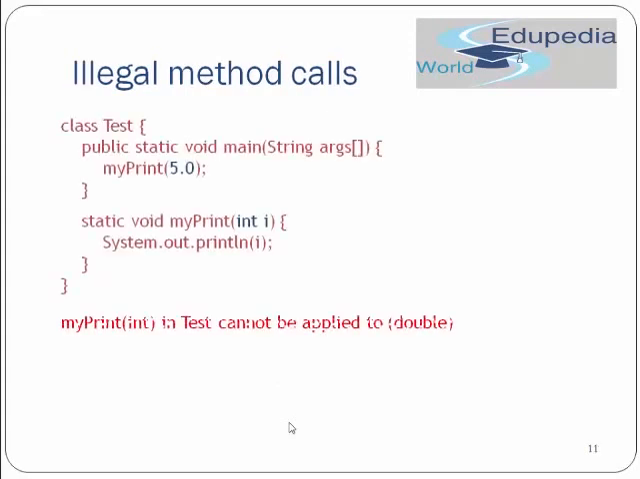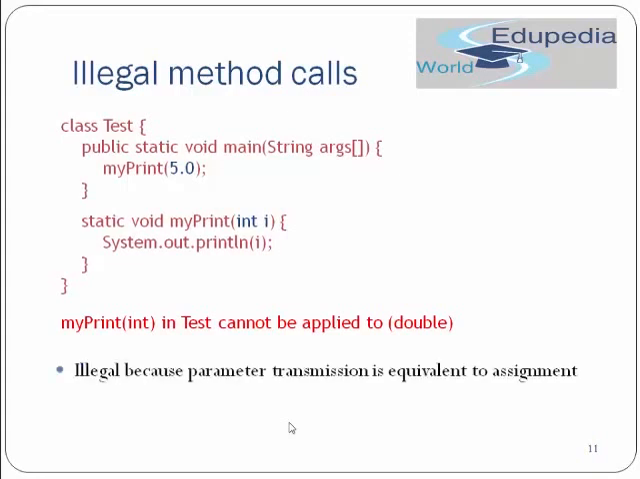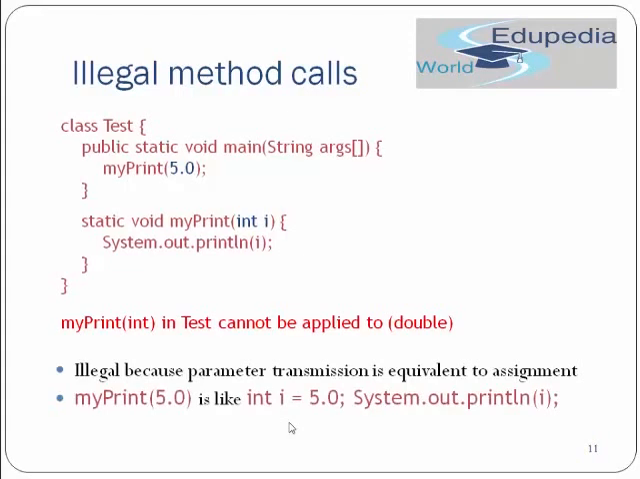What are illegal method calls? Let's see over here. We have a parameter that takes an integer, but we are passing the double 5.0. That is not acceptable because narrowing is not allowed.